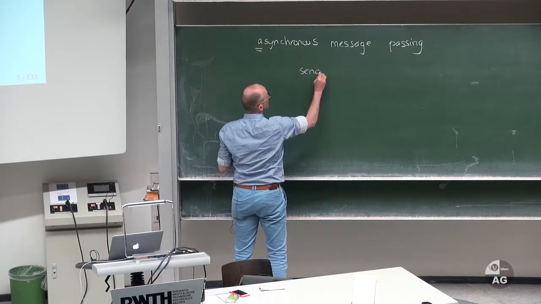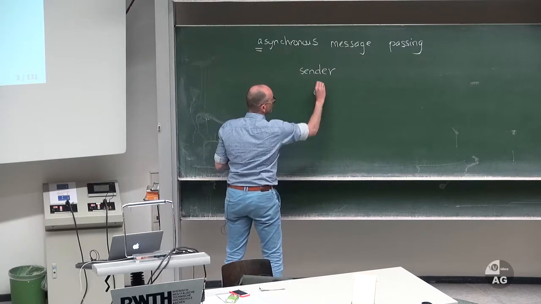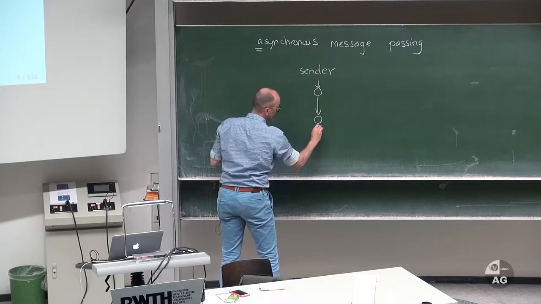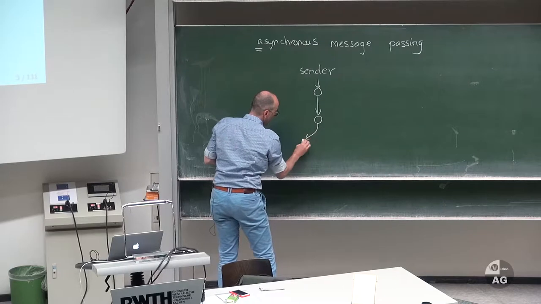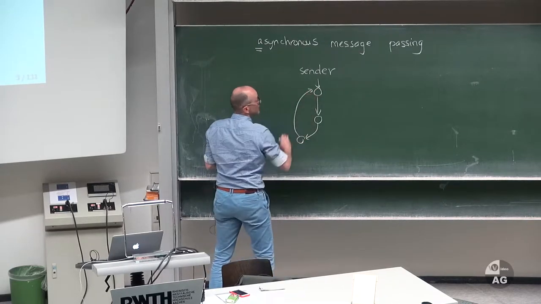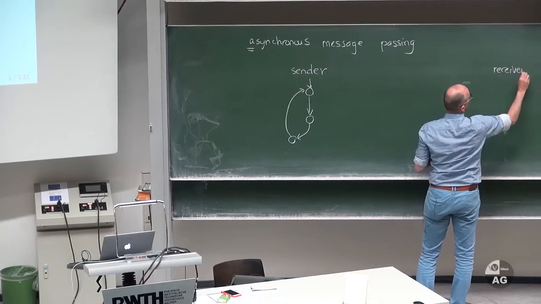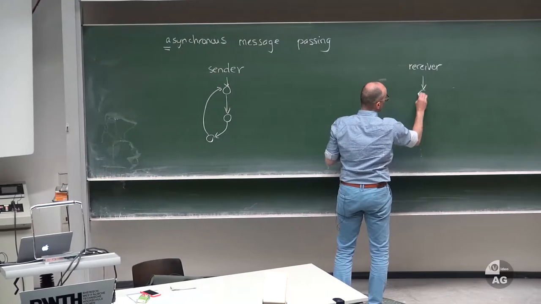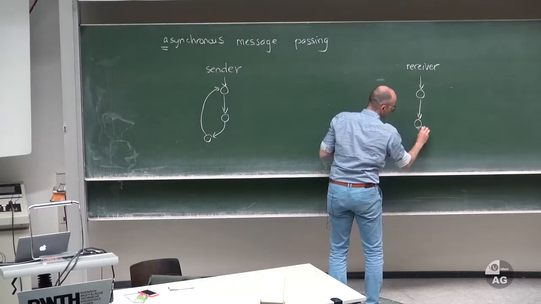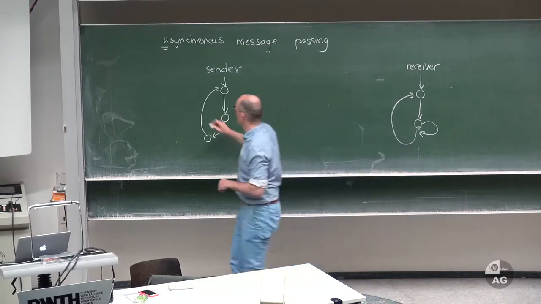So simply, you can view it like this. You have a sender, and think of this as an automaton. So we have a transition system or an automaton that evolves. Actually, we're going to describe this by a program graph. And then we have a receiver, which is also described by a program graph.